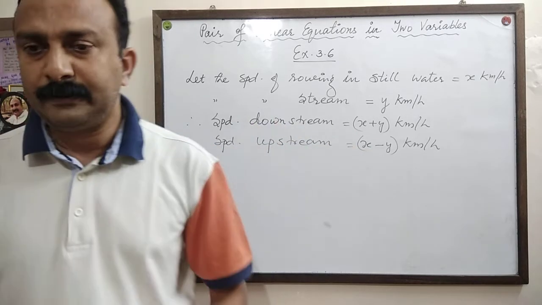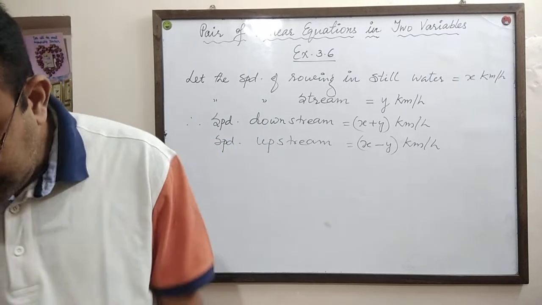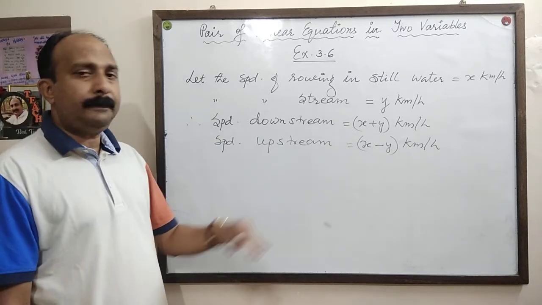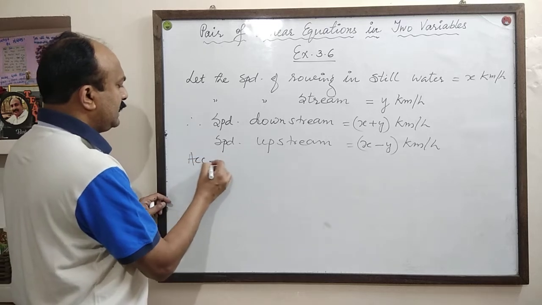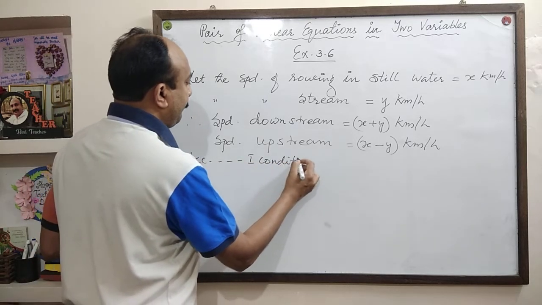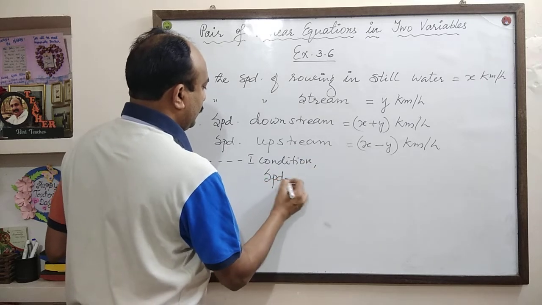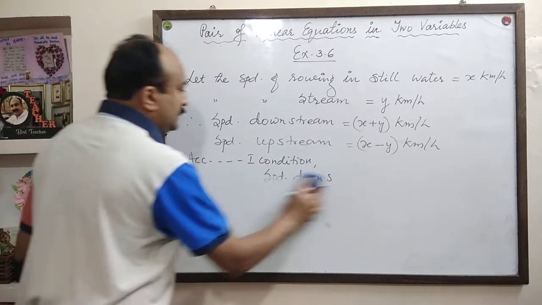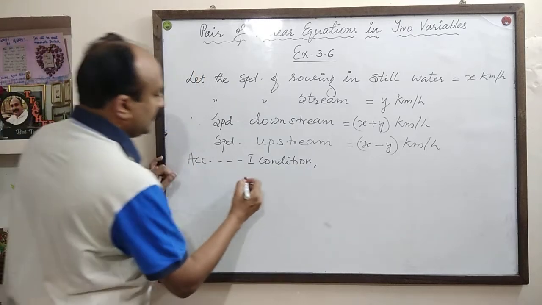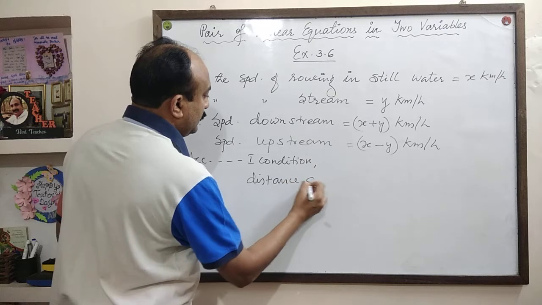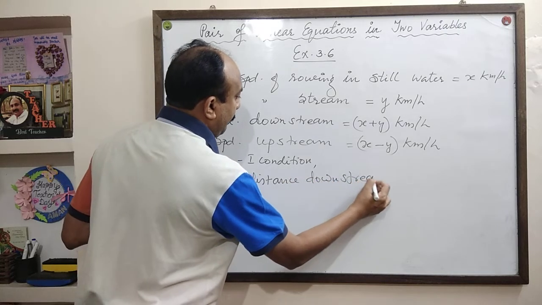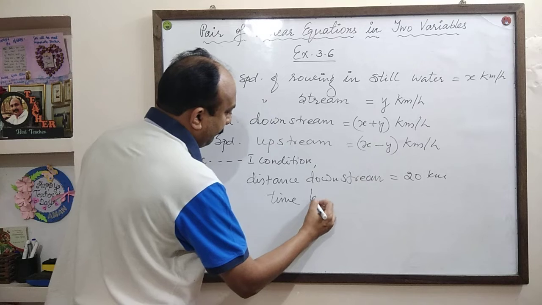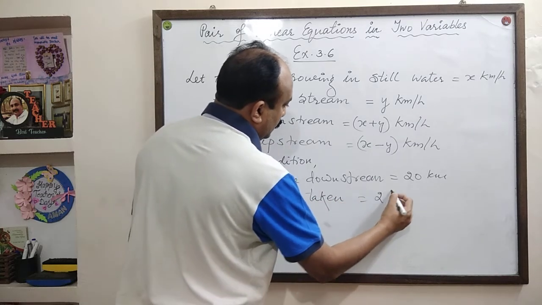Now see the question. It is given, Ritu takes 2 hours for going 20 km downstream. So according to first condition, speed downstream is there already. Distance downstream is equal to 20 km. Time taken is equal to 2 hours.